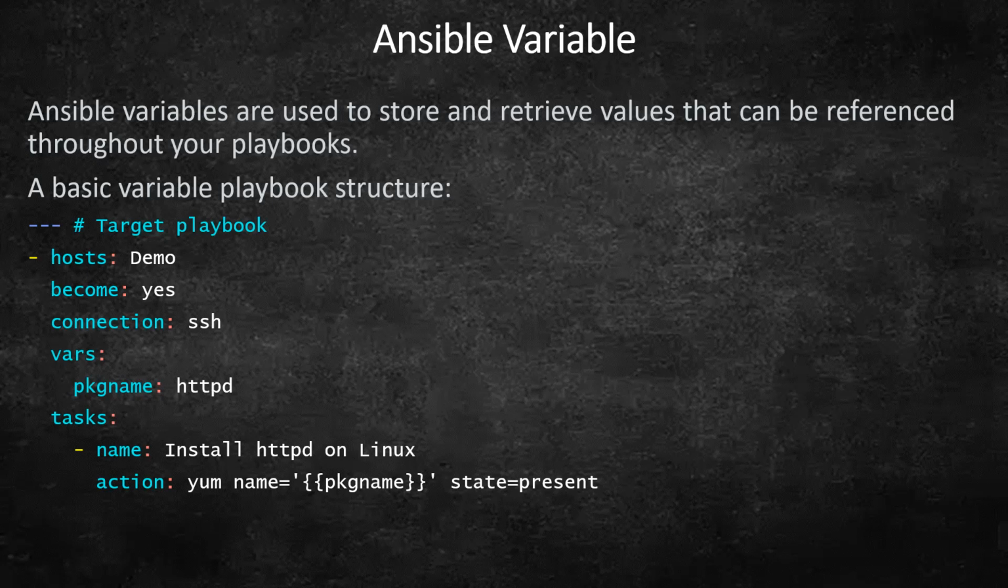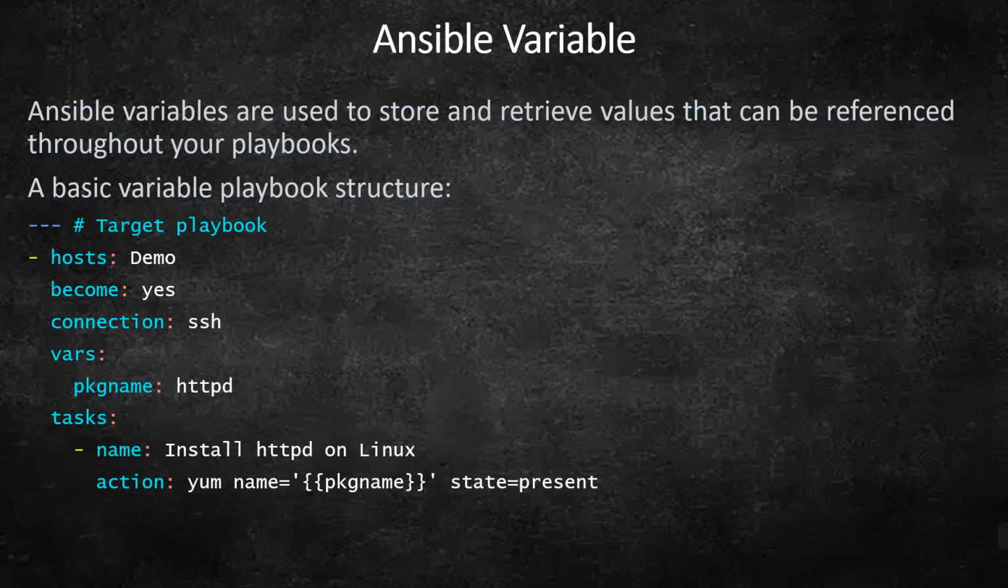Similarly, in Ansible, variables are used to store and retrieve values that can be reflected throughout our playbook. So this is the same thing. Variable means we keep the value under a particular name, and we call this variable in our playbook, in one, two, three, or any number of places.